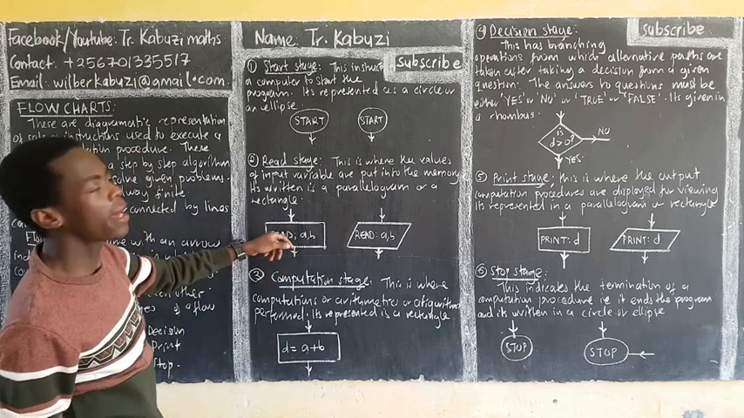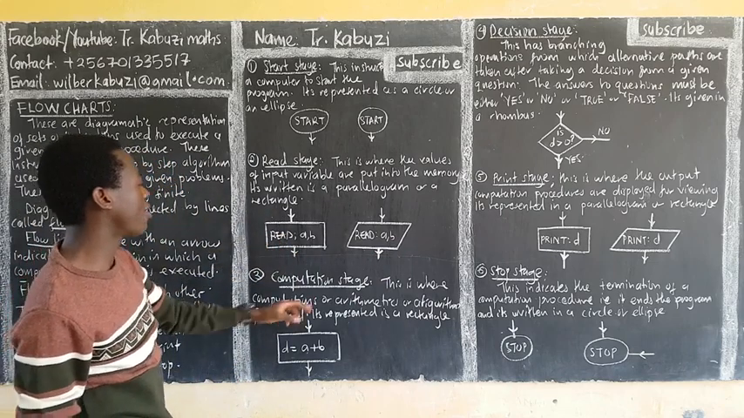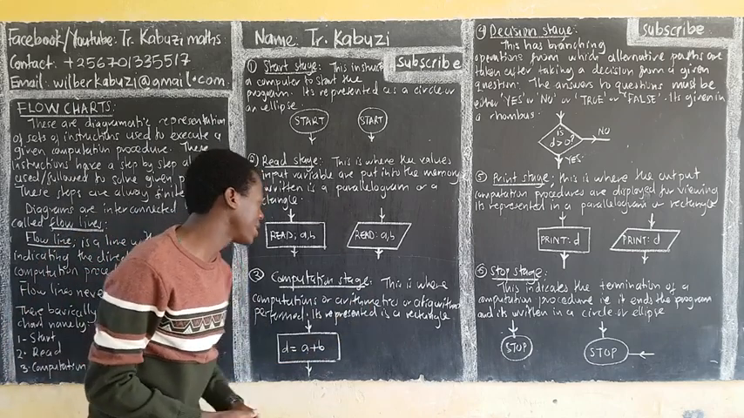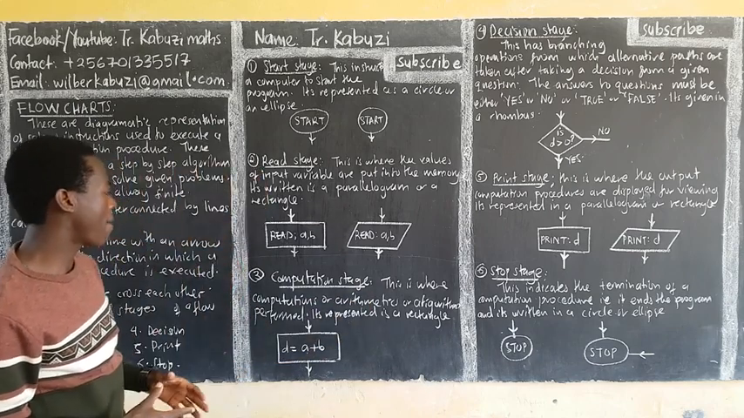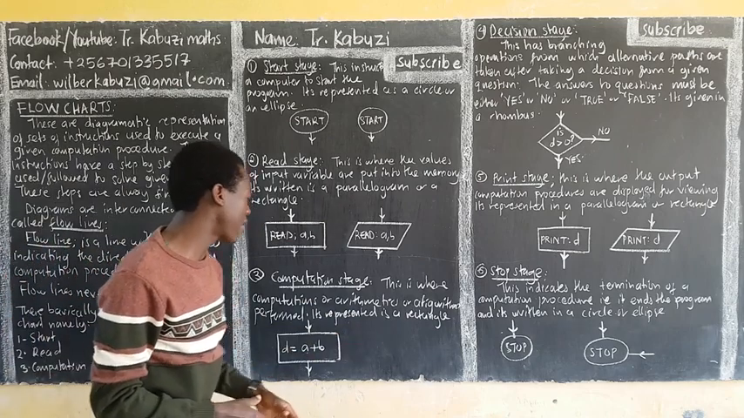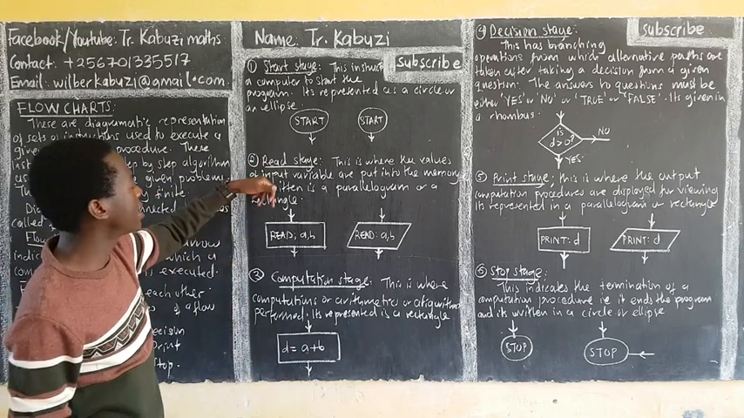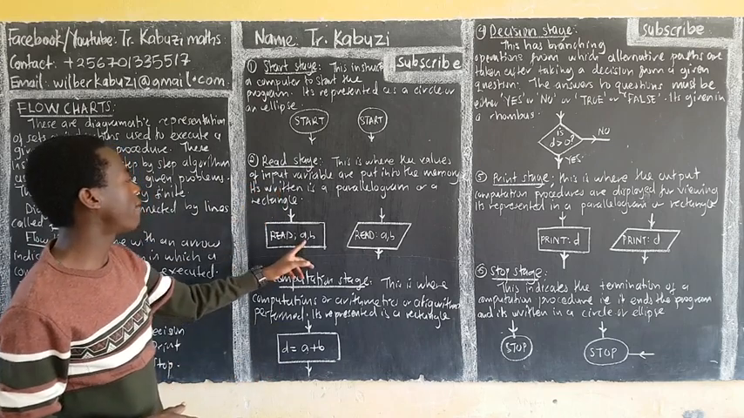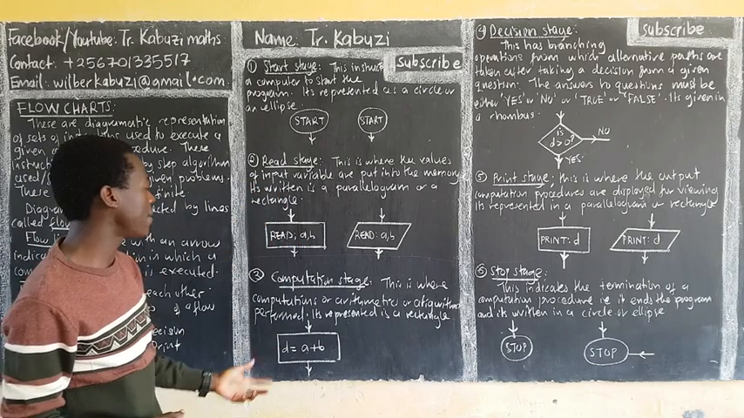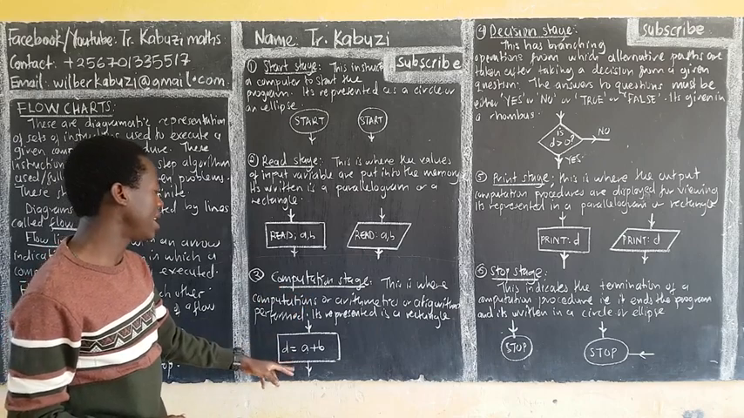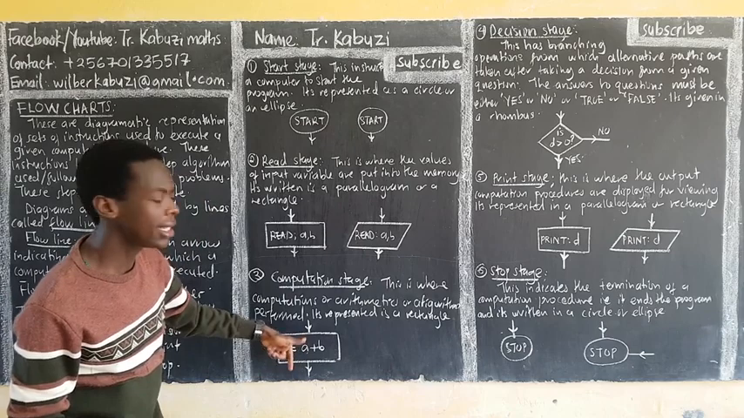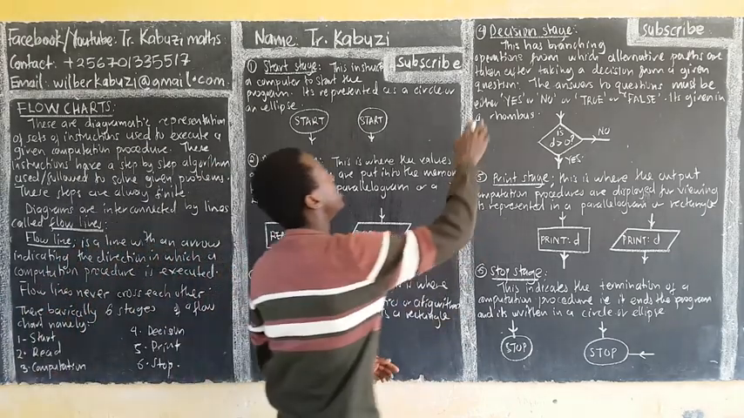Then after reading, you send it to the computation stage. This is where computations, arithmetic or algorithms are performed. It's represented in a rectangle. So after starting, you go, then read, then you compute what you have put. So the computer is reading A and B. Now it's computing B equals A plus B. After computations, it sends it to the decision stage.